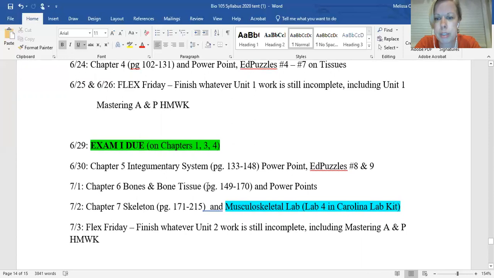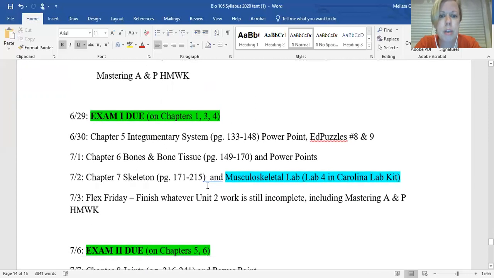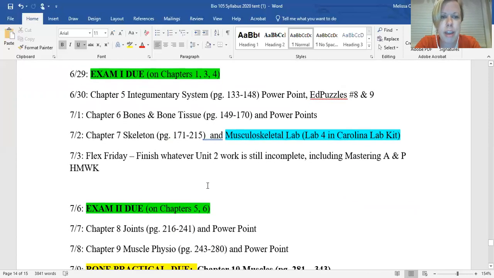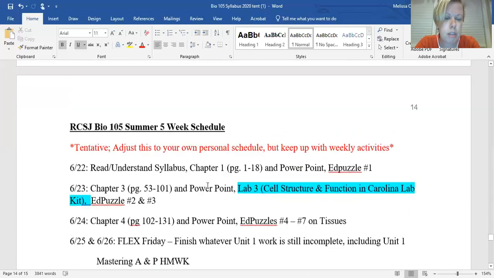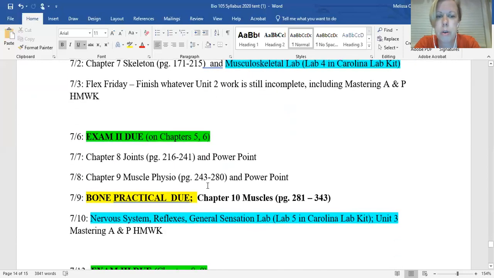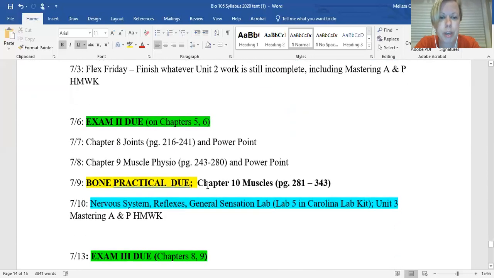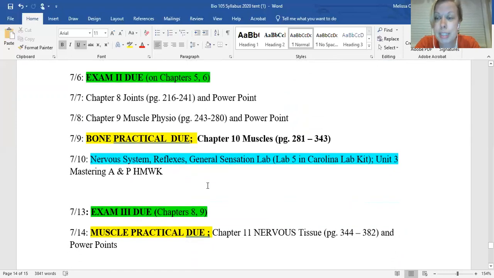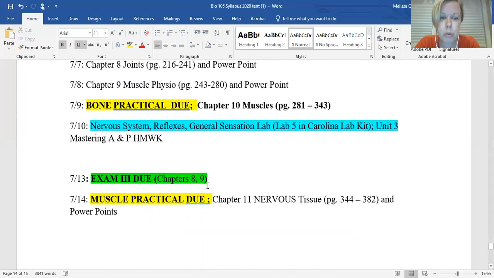As you go along, you can see when you should be doing labs, another Flex Friday, and then you have exam number 2, okay? You can see your bone practical at this time is slated for July 9th. I don't see that changing before the class starts, but that would be when your bone practical is due online. And your muscle practical is about a week later. I have all of those listed on Blackboard as well.